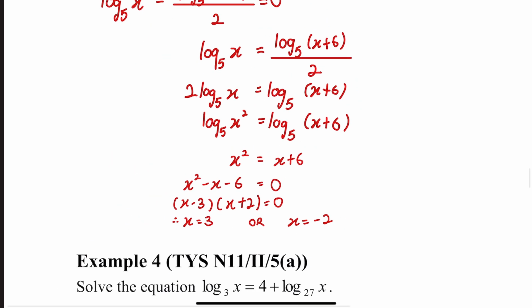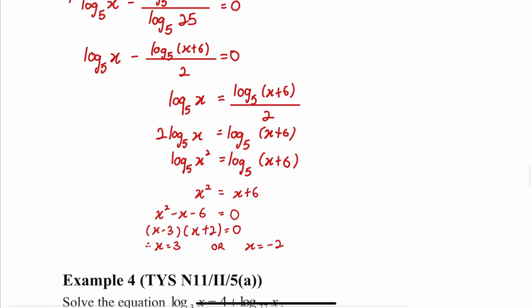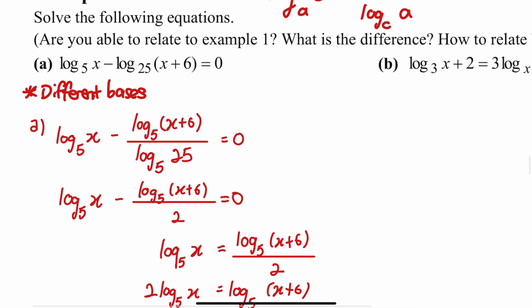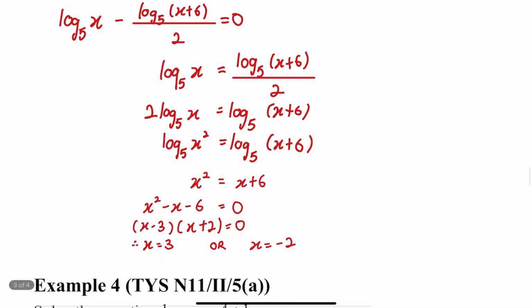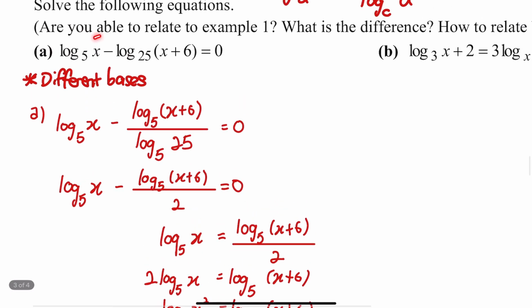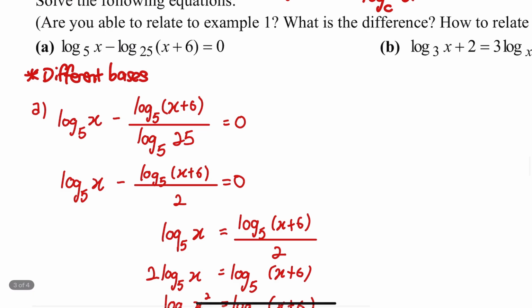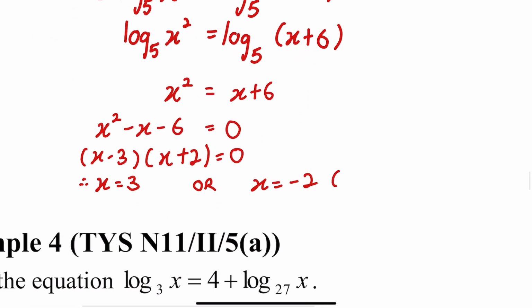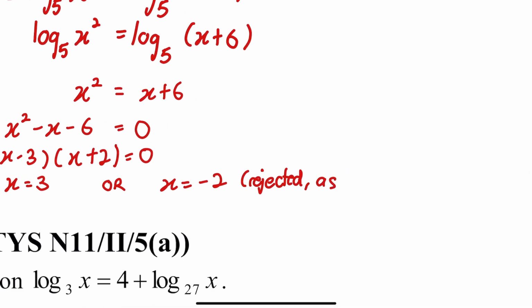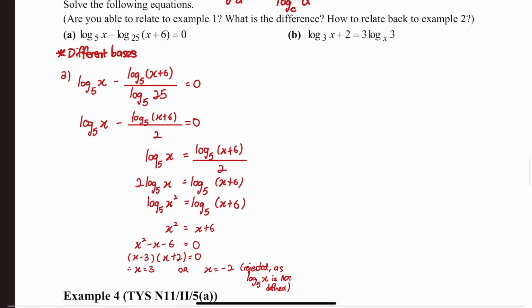Okay. Then now I check again. I have two solutions. Are they both valid? We take note that in the original equation here I have x and x plus 6. If x is 3, no issue because both these are positive. But if x is negative 2, this becomes negative even though this is positive. So therefore I must reject x equals negative 2 as log base 5 of x is not defined when x is negative 2. Okay, and this is your solution to part A.